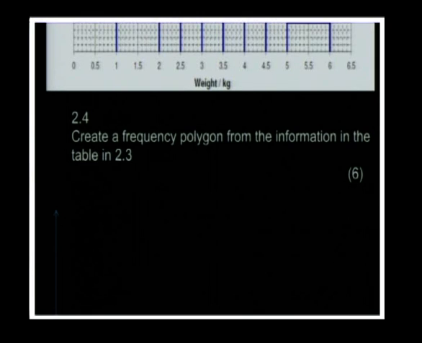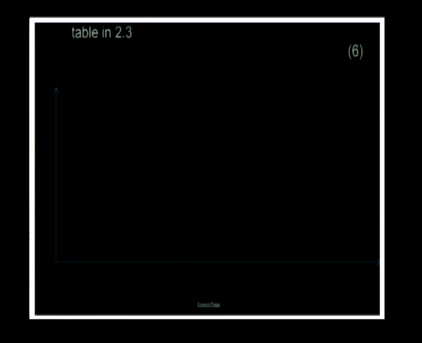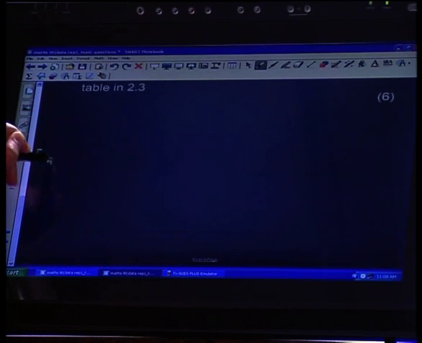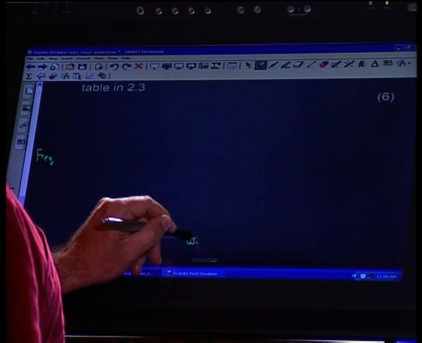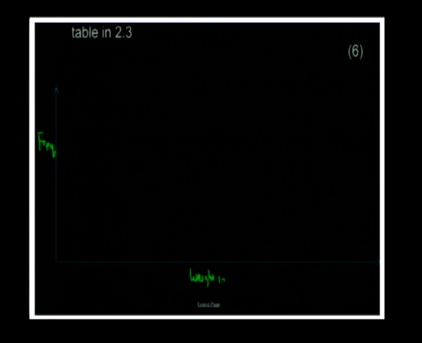So question 2.4 says we need to create a frequency polygon from the information in the table in 2.3. So to start off, we'll need a set of axes. Over here on our left-hand side, we're going to have our frequency. And over here, we're going to have our weight again in the different categories. Weight in kilograms.